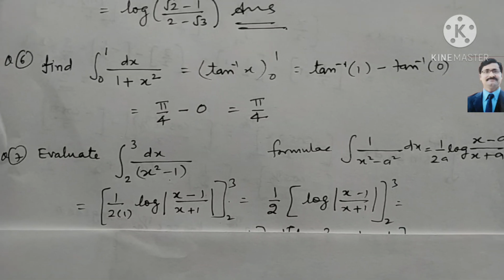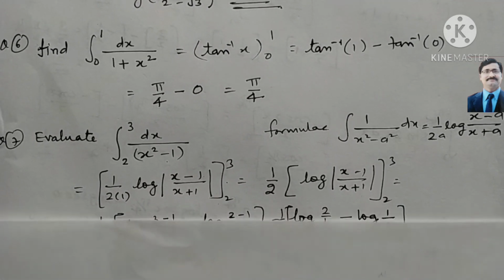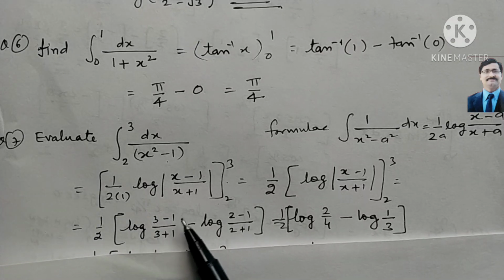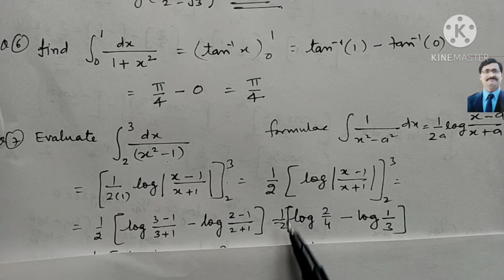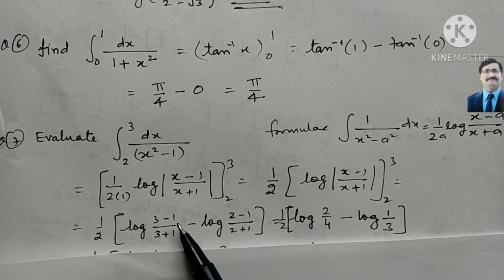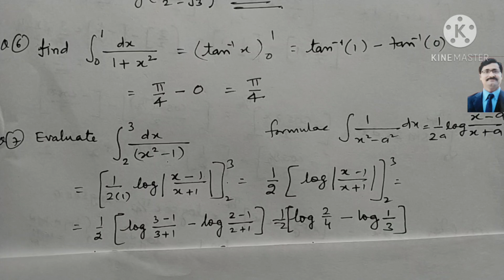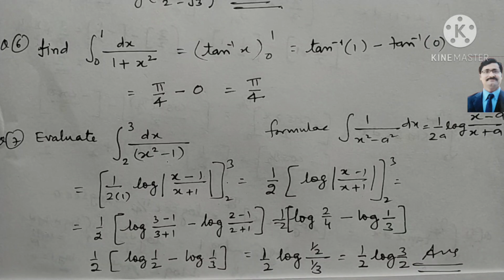Now first we put x equal to 3, so in place of x we put 3. So we get 1 upon 2 log of 3 minus 1 upon 3 plus 1, minus log of 2 minus 1 upon 2 plus 1, equal to 1 upon 2, and this will be 3 minus 1 is 2, and this is 4, and minus log, this is 1, and this is 3. Now 2 and 4 we can cancel, here we get 1 by 2, so we will get 1 upon 2 bracket log 1 upon 2 minus log 1 upon 3.